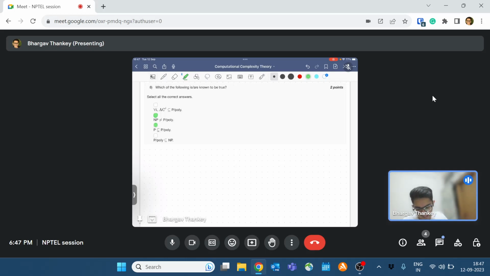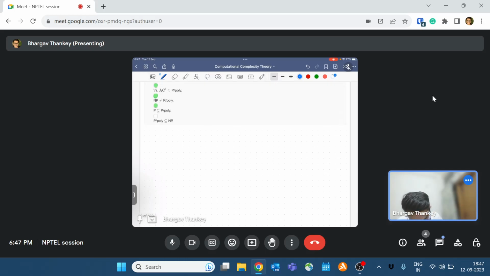Actually, option A is also true. So let's see why A, B, and C are true. Let's start with B first. We'll look at A at the very end. So why is NP not equal to P/poly?